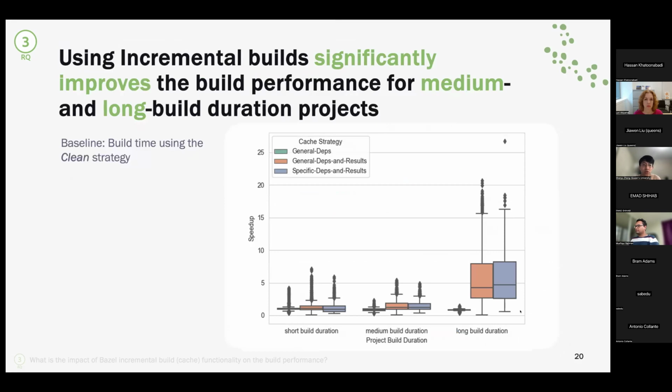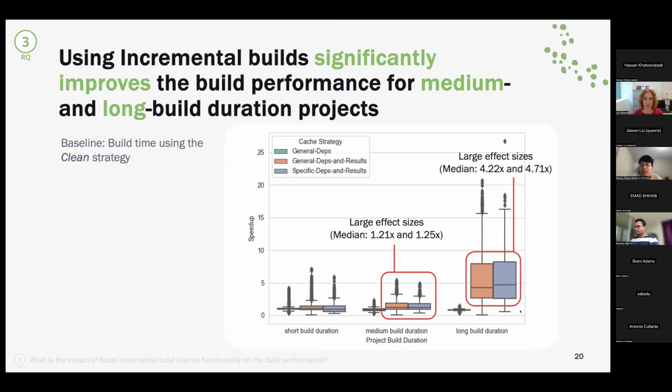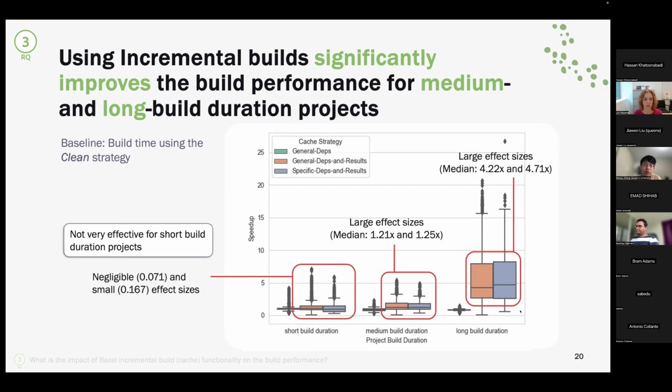So this figure shows the build time speed ups for using different cache strategies. We found using incremental build significantly improved the build performance for medium and long build duration projects. For medium build duration projects, the median speed ups are 1.21 times and 1.25 times with large effect size. And the median speed ups for long build duration projects are 2.22 times and 2.71 times with large effect size. However, using incremental builds is not very effective for short build duration projects, as it only shows a negligible and small effect size using general purpose static cache or Bazel specific cache for incremental builds.